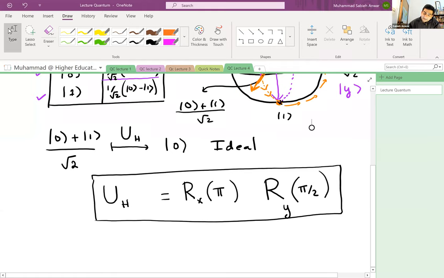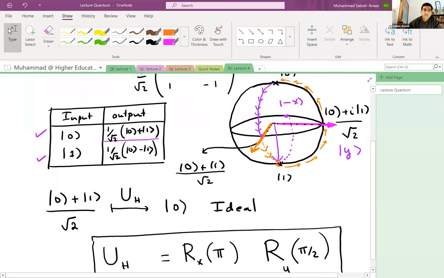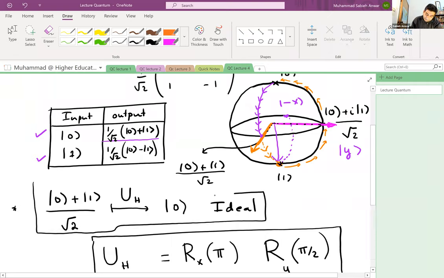Just having a 90 degree rotation about the y-axis will not give you the correct answer, because it's not going to work for this transformation. This transformation will not work if I just considered the 90 degree rotation about the y-axis.